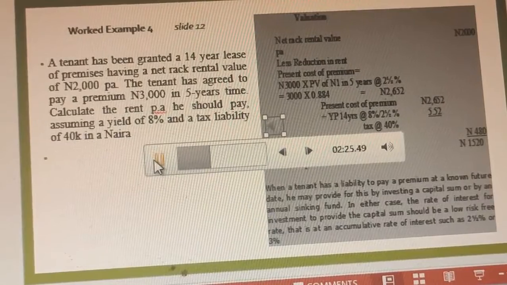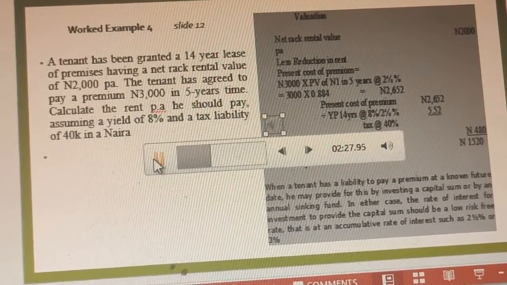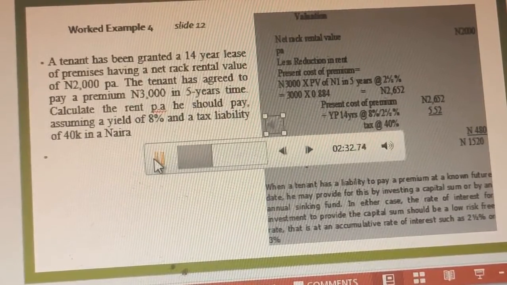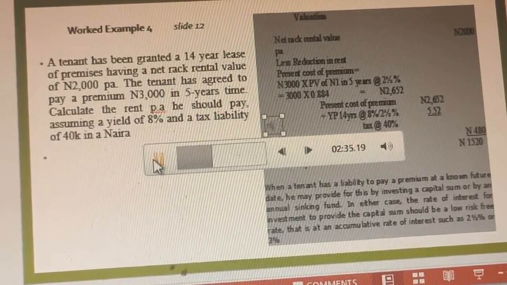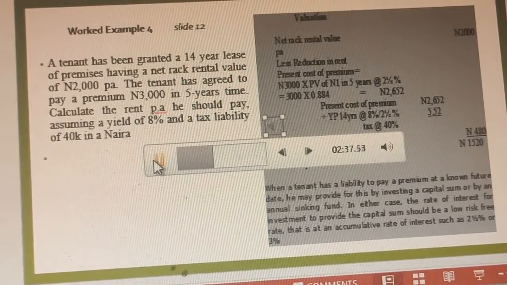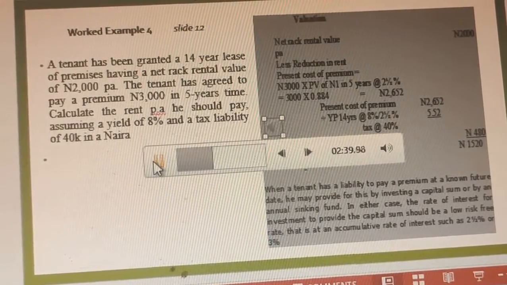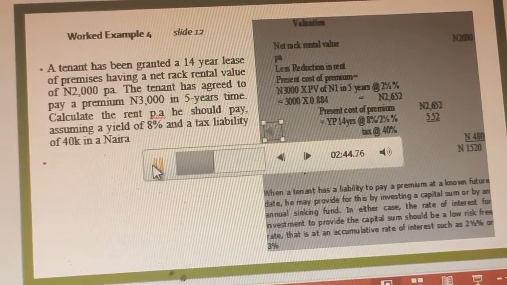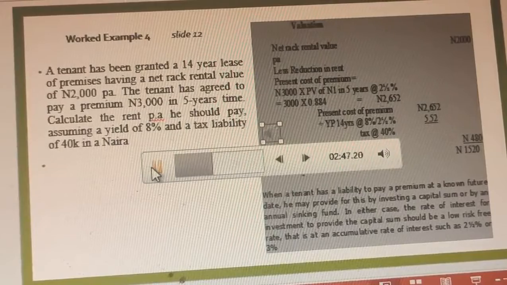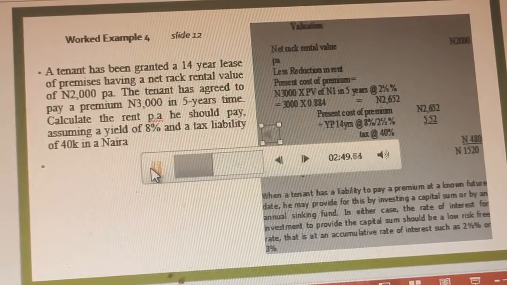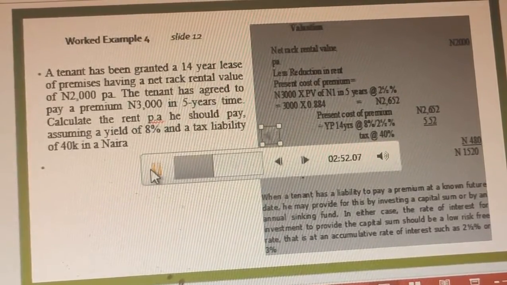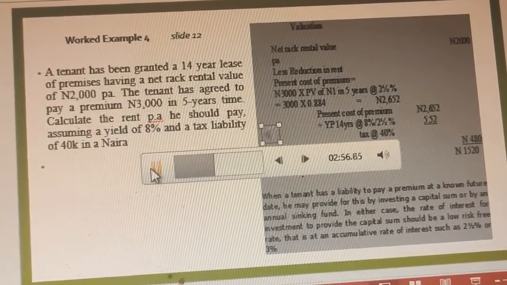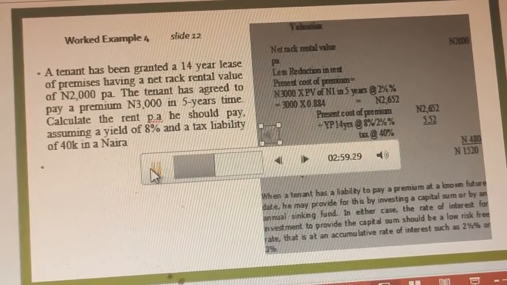So if you look at the answer, you will see that net rack rental value is 2,000. Now the reduction in rent, which will arise as a result of the premium he has agreed to pay, and he's not paying the premium immediately, he's paying it in 5 years' time. That implies that you first multiply the premium by the present value in 5 years at 2.5 or 3%. So the value of the premium today is 2,652, as you can see.